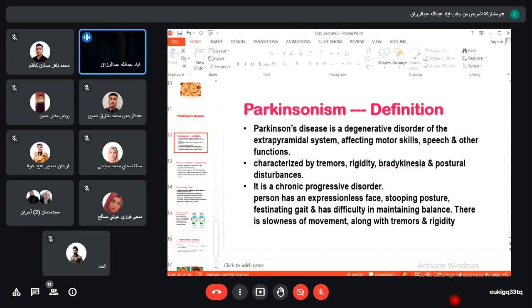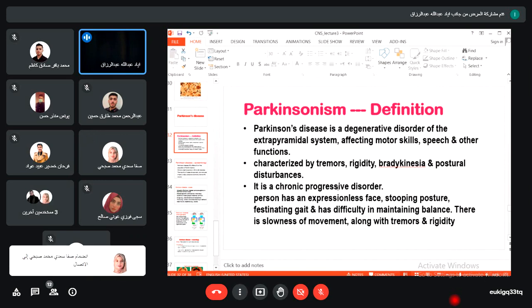Parkinson's disease. It is a neurodegenerative disease characterized by a triad, meaning three features: tremor, bradykinesia. Brady means slow and kinesia means movement, so bradykinesia means slowness of movement. And there is rigidity, meaning spasm of muscles. It is a chronic progressive disorder.